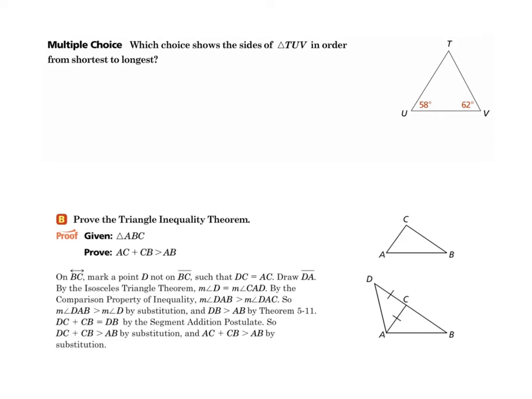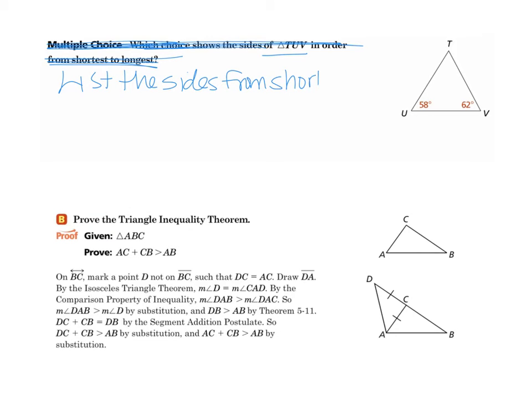On the top is another example, which choice shows, and there's actually not going to be a choice, so let me get rid of that. Which sides of triangle TUV are in order? Actually, let me just totally reword this. So let's list the sides from shortest to longest.